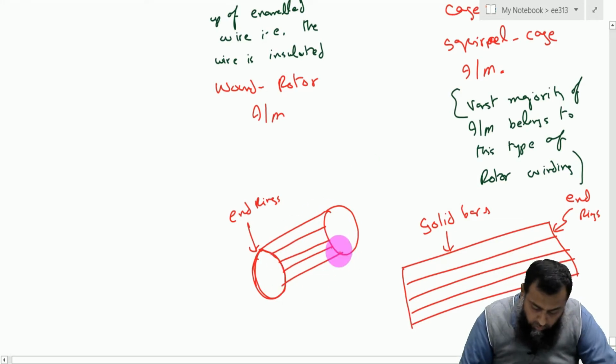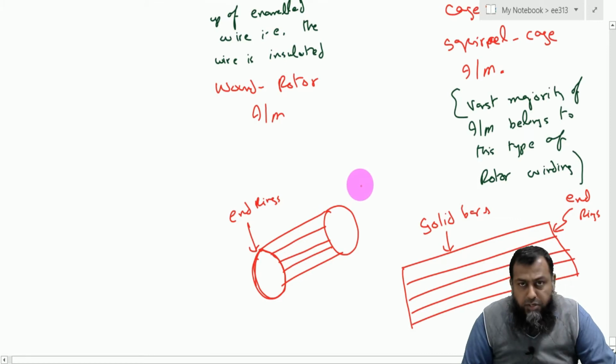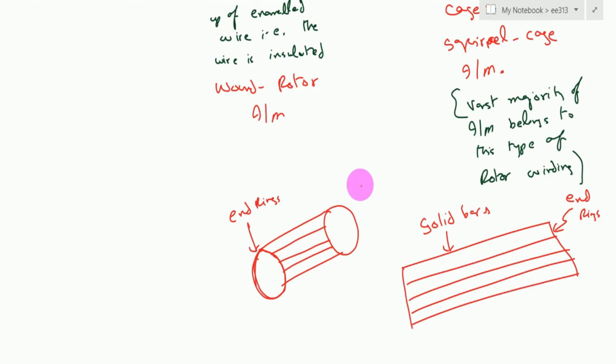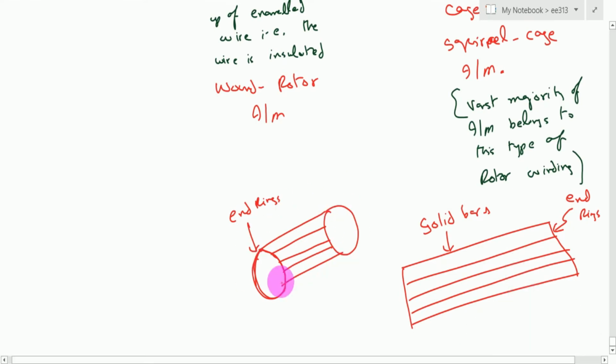Now this whole thing resembles that of a squirrel cage on which the hamsters run. We might have seen these little gadgets in which the hamsters run. So this is a very common sort of rotor circuitry available here. This entire construction that consists of the solid conductors as well as these end rings resembles the squirrel cage from which this name is derived.